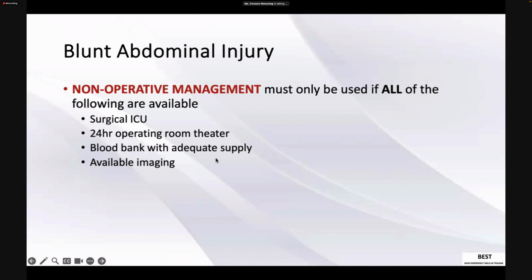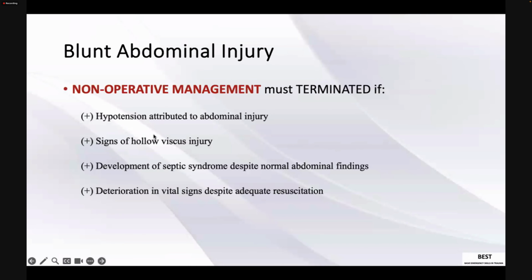Non-operative management must only be used if all of the following are available: your surgical ICU, 24-hour operating theater, blood bank, and imaging is available to you almost 24/7. Otherwise, kasi we're gonna expect some delay. Non-operative management must be terminated at any point as long as you meet any of these criteria: hypotension, signs of hollow viscus injury, peritonitis, development of septic syndrome despite normal abdominal findings, and deterioration in vital signs despite resuscitation.